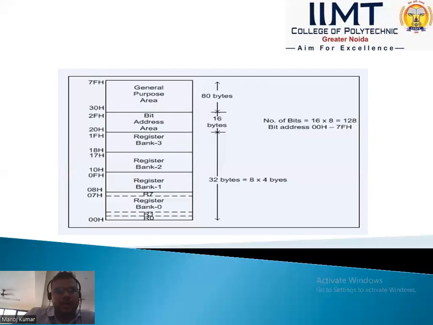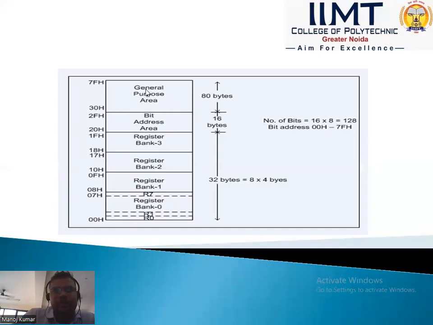This is the stack pointer, with values from 00H to FFH. This is the division of memory location addresses. R0 to R7 are the bank 0 registers, followed by register bank 1, register bank 2, and register bank 3. Then there is the bit addressable area and the general purpose area.